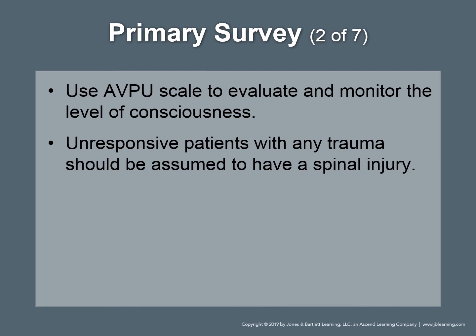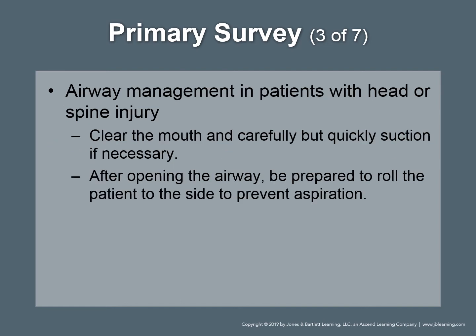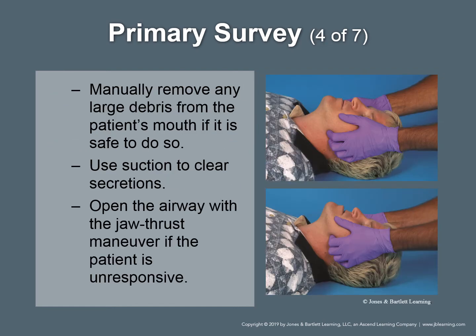Unresponsive patients with any form of trauma you should assume has a spinal cord injury, so you're going to fully immobilize those unresponsive patients. Manually remove any large debris from the patient's mouth, so you want to clear that airway. Suction if you need to remove secretions, blood, vomitus, or anything like that. Use the jaw thrust maneuver to open the airway.